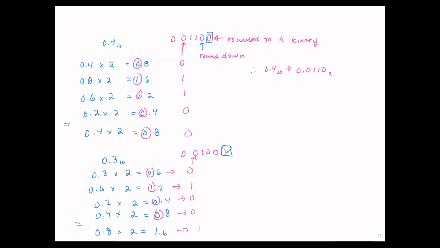Because it's greater than half, right? In base 10, it's 5 or greater. So in base 2, it's going to be 1 or greater. That means, therefore, to get to the final answer, we're going to round up. And we can say that 0.3 in base 10 is equal to 0.0101 in base 2.